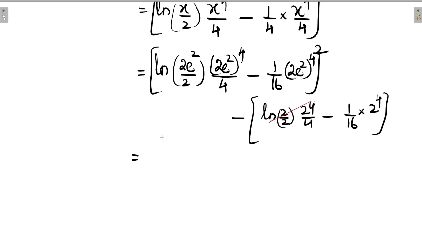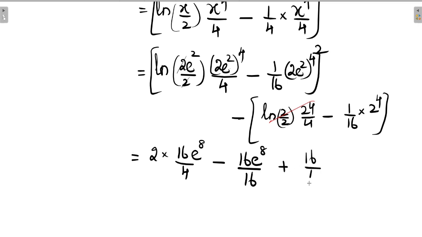Now we can simplify and write. These 2 will be cancelled. So ln e square, ln e square value is 2. 2 ln e value is 1. So this value is 2 times 2 into e power 4 the whole power 4, that is 16 e power 8 by 4, minus here also 16 e power 8 by 16. Then minus of minus is plus, plus 16 by 16.